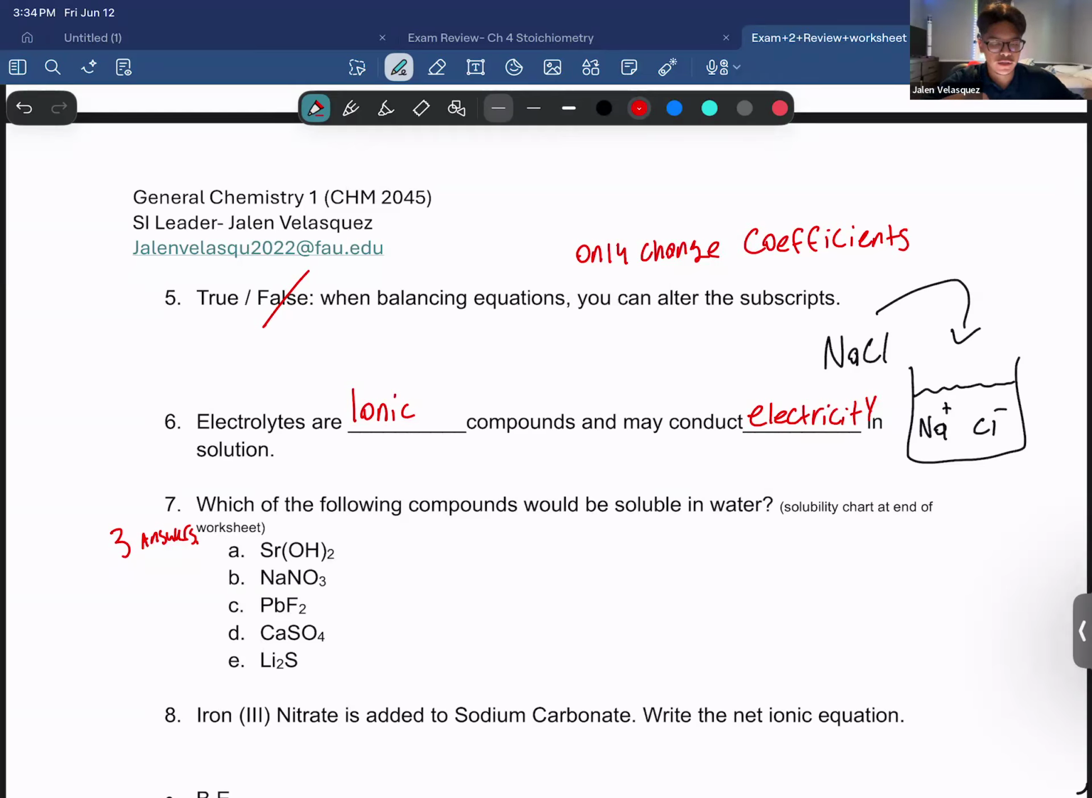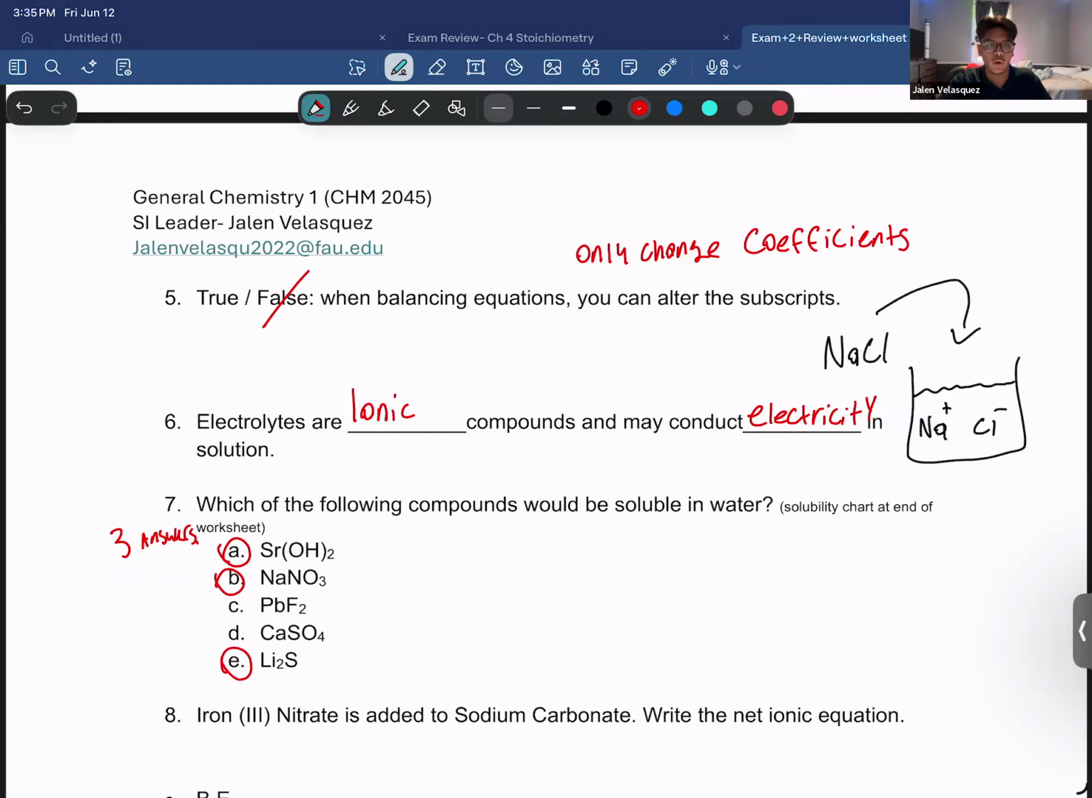All right, how we doing? Anybody have any answers for number seven? So which will be soluble in water? Okay, so our answers here should be A, B, and E. These will be soluble in water. So the first two and then also E, right?